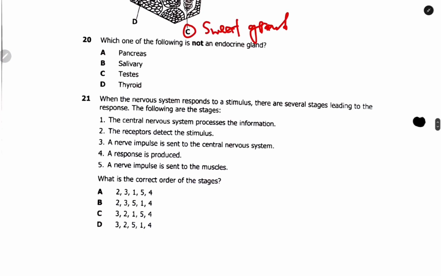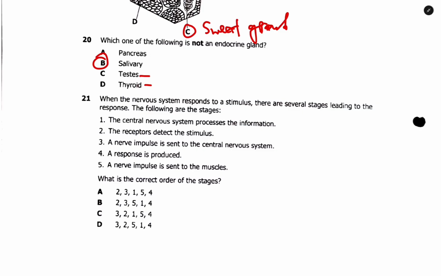Question 20. Which of the following is not an endocrine gland? Okay, so an endocrine gland, you know that it produces hormones, and it plays an important role in coordination. So here the pancreas produces hormones. The answer here is salivary gland. The salivary gland produces salivary amylase, which is an enzyme. The testis produces hormones, yes, and of course the thyroid gland. So please, this is on the endocrine system.